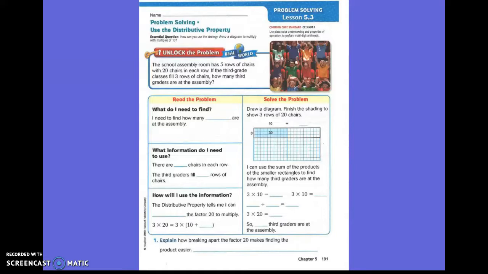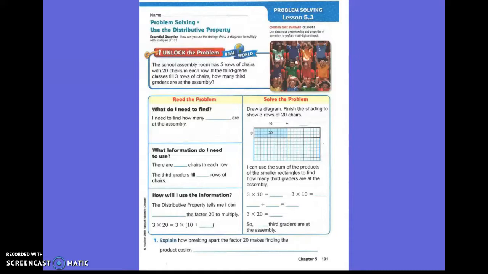Wow, this is a lot of drawing, isn't it? If we were to make our own arrays, we made 5 rows of 20 chairs. That's a lot of drawing, okay? So instead, they give you a graph. Okay, we'll look at that here in a little bit, but first we need to get all the information we need to know before we can even work out the problem.